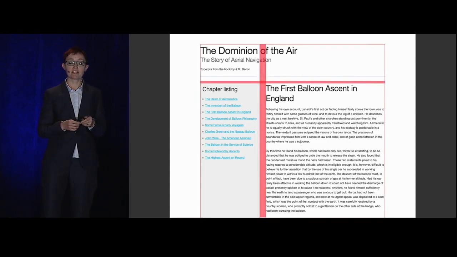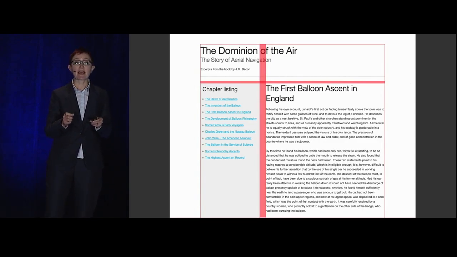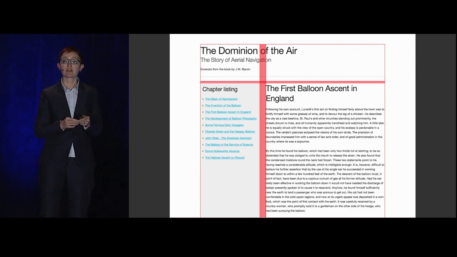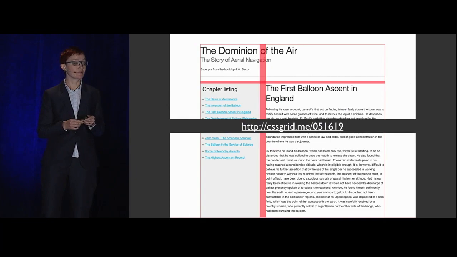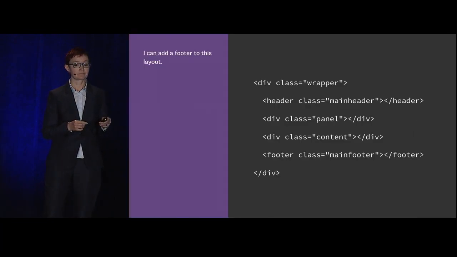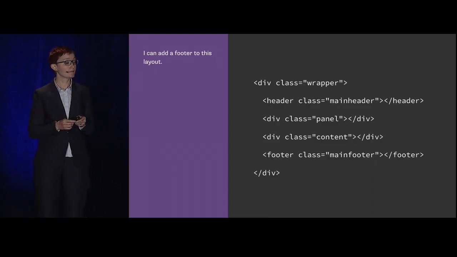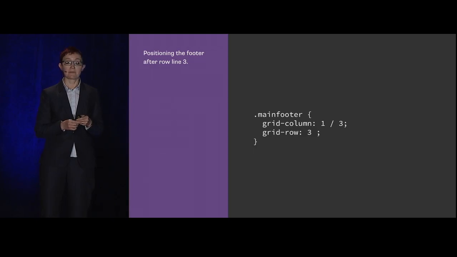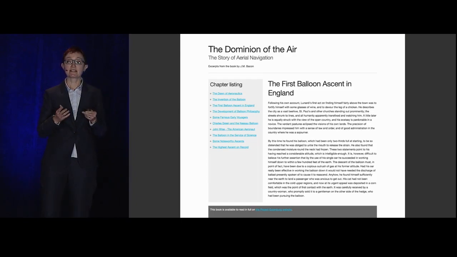If we overlay the grid, you can see the lines, and you can see how the gaps act as a fat line in the grid, so the content comes after that line. And this is where you'll find that full layout. You can have a play around with it later. So if I want to put a footer on my layout, I add that to the markup. And I position it from grid column line 1 to 3 and in grid row 3. And there it is. And it sits underneath.